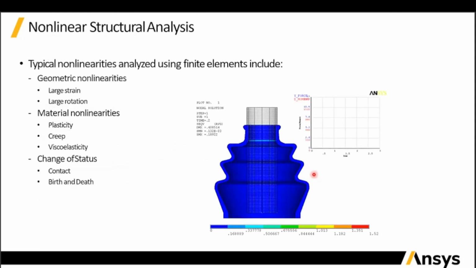So what is the type of nonlinear analysis, or when should we do a nonlinear analysis? The typical nonlinear analysis in finite element includes three types of nonlinearity. If you read a book of FEA, it will again include three types of nonlinearity. One is geometric nonlinearity, then material nonlinearity, and the third one is contact nonlinearity or change of status nonlinearity. So now, what is geometric nonlinearity?